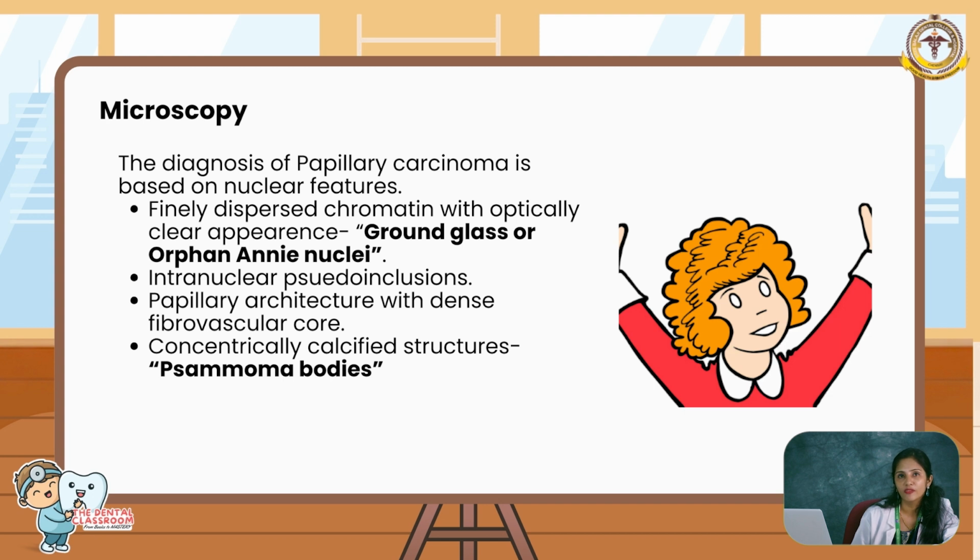So under microscopy, the nuclear features are very, very important. So you have to refer the nuclear features with the cartoon image which I have shown in the picture. Look at the cartoon image, the eye is optically clear, right? So nothing is there inside the eye. So this cartoon name is Orphan Annie eye. So you have to compare the eye of this cartoon image with the nucleus of the cell. So the nucleus of the papillary carcinoma thyroid will be optically clear. We call it ground glass or Orphan Annie eye nuclei.